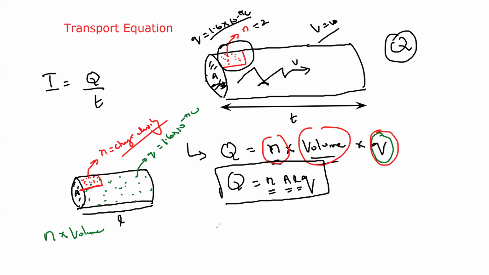What is the value of Q? The value of Q is the charge of one electron. That is 1.6 × 10^-19 coulombs. That is the charge of an electron.